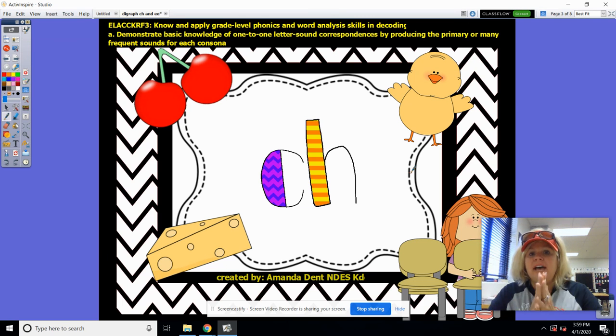So today we learned about a new digraph, CH. If you have a digraph in a word, you have to underline the digraph.